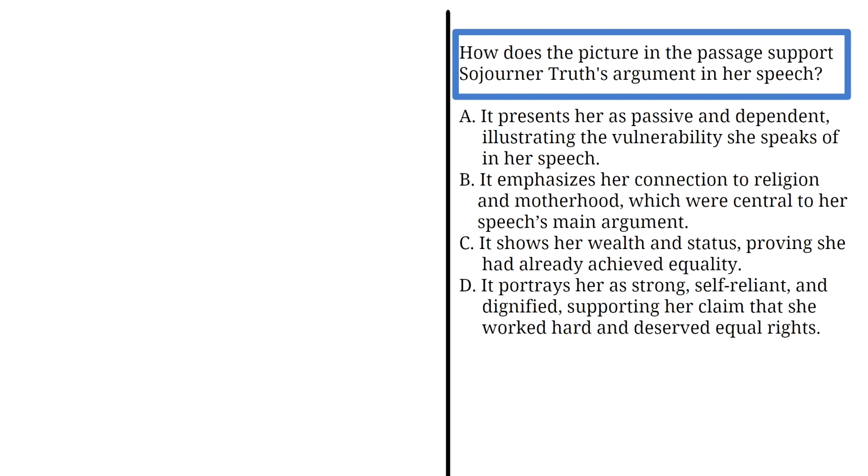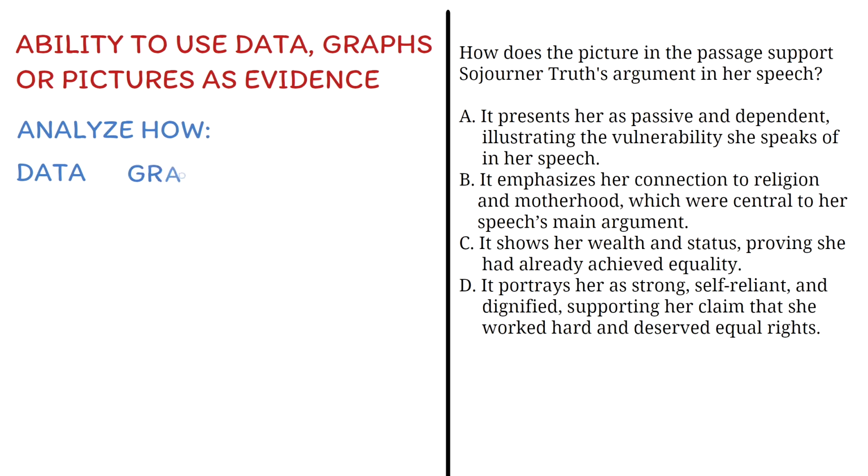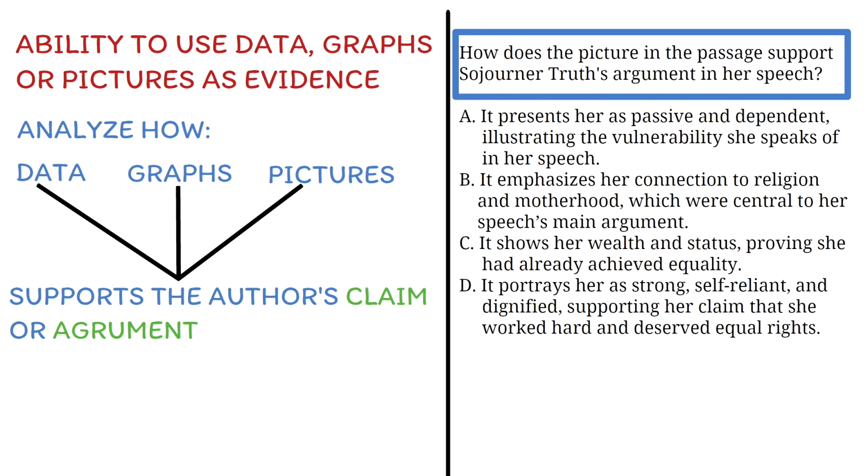This question is a great example for testing your ability to use data, graphs, or pictures as evidence in a passage, a key skill to pass the GED Reasoning Through Language Arts test. Here, you'll be asked to analyze how data, graphs, or pictures support the author's claim or argument. Now let's take a look at the question. How does the picture in the passage support Sojourner Truth's argument in her speech?